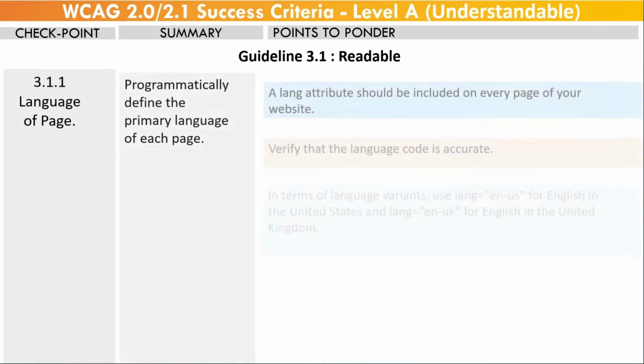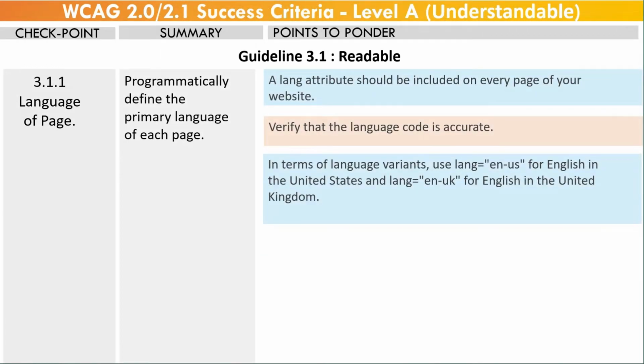Guideline 3.1, Readable. 3.1.1 Language of page. Programmatically define the primary language of each page. A lang attribute should be included on every page of your website. Verify that the language code is accurate. In terms of language variants, use lang equals en-US for English in the United States and lang equals en-UK for English in the United Kingdom.